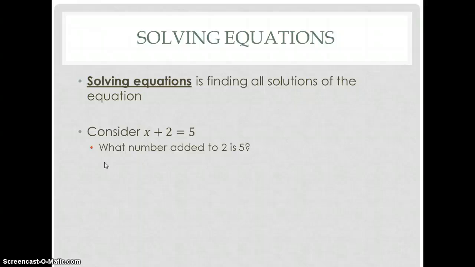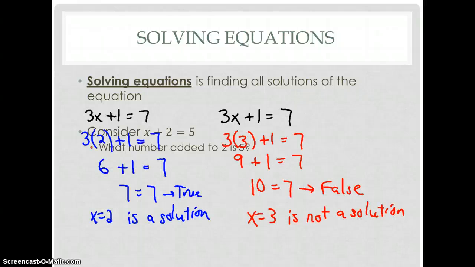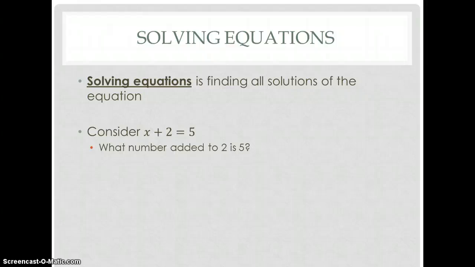Let's think of this question. How would we solve that? Well, we want to think of what number added to 2 is 5. 2 plus what equals 5? What plus 2 equals 5? So that's what we're looking at. So if I look at this x plus 2 equals 5, I got to think of what plus 2 equals 5.